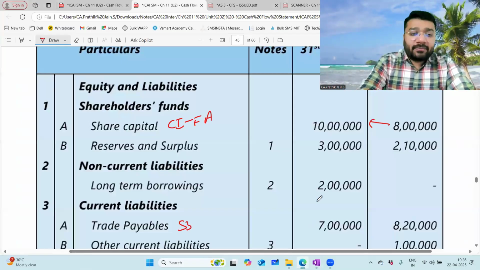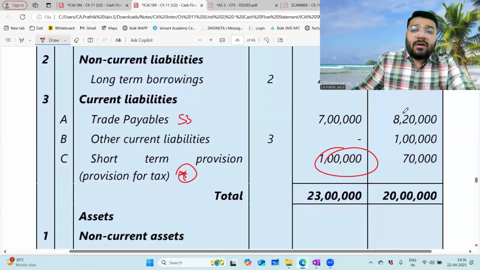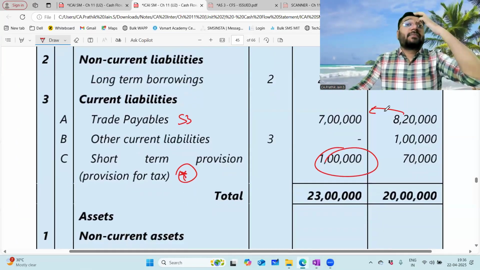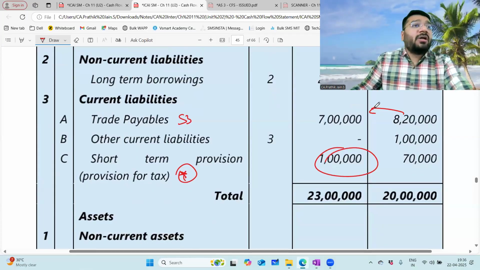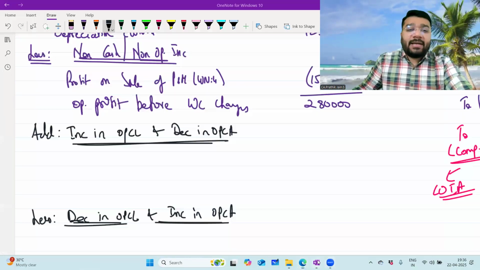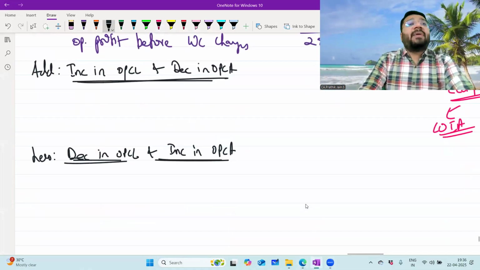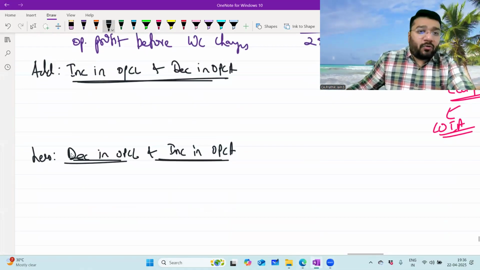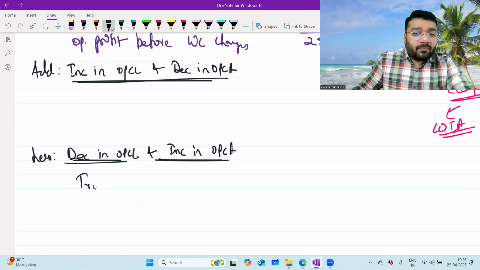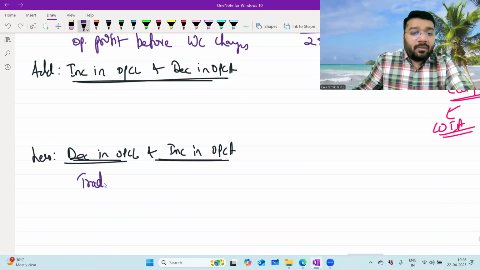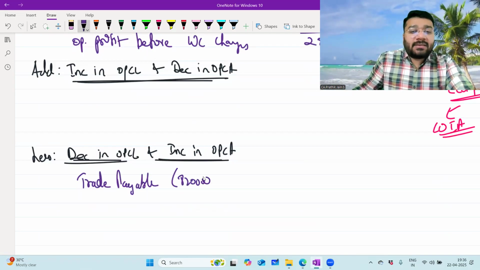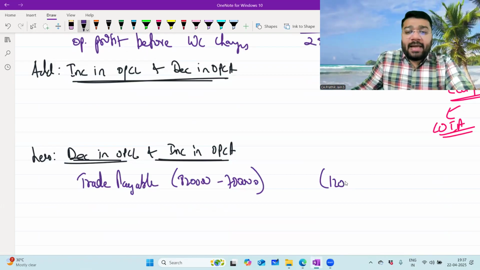Let's go to the balance sheet. In current liability I have trade payable. From 8,20,000 it became 7 lakh. How much? 1,20,000 decrease. Decrease in current liability, add or minus? Less. Trade payable is reducing because we made payment, cash outflow. Trade payable: 8,20,000 minus 7 lakh. In bracket, you should write 1,20,000.